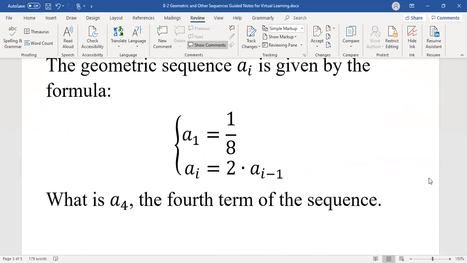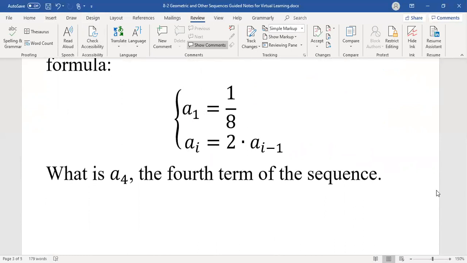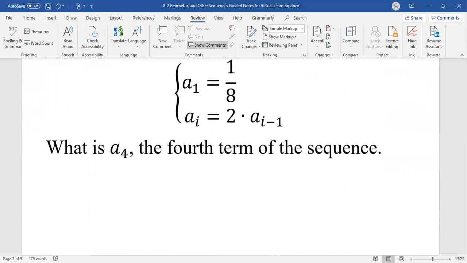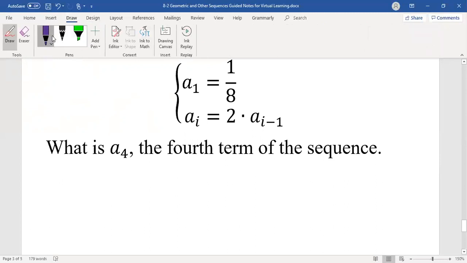In this example, we're given a recursive formula. We're being asked to find the fourth term of the sequence. What's nice about this, we're given the first term. So we're going to use that first term to figure out each successive term. So I'm going to define a sub i minus 1 to mean the previous term. So we know A1 equals 1/8. So we'll find A2 now.